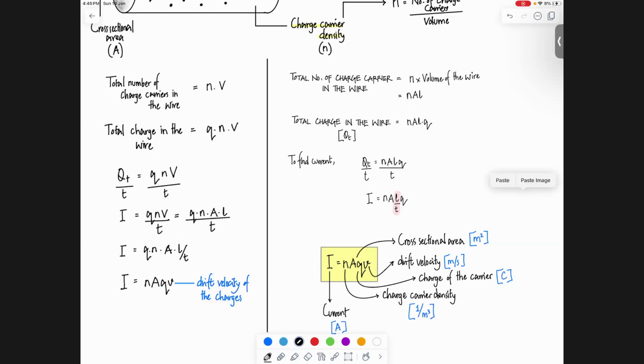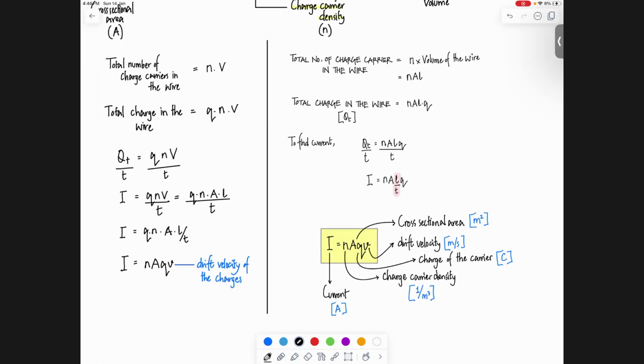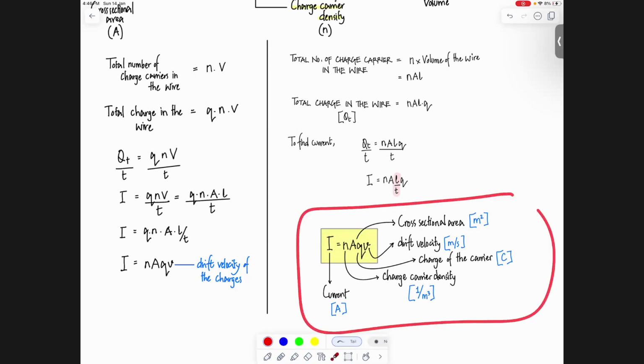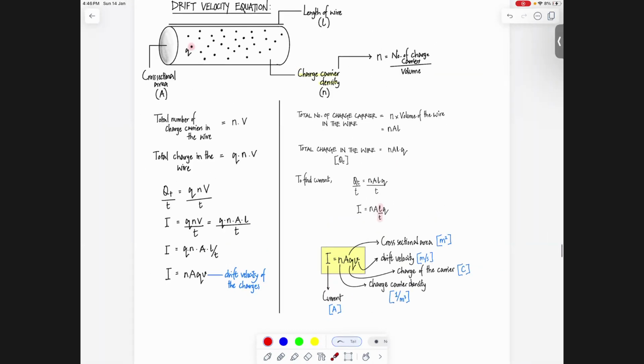Okay, right, so this is the derivation. Just write it down. I've provided more breakdown of what each quantity represents. Mainly, the thing you need to know is how to derive the values. Anyway, copy it down now, and then I will explain further why this is called drift velocity.